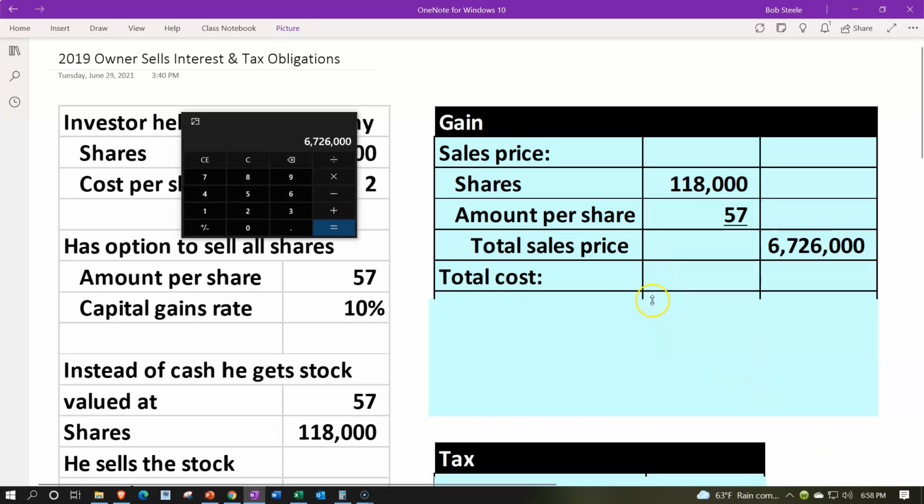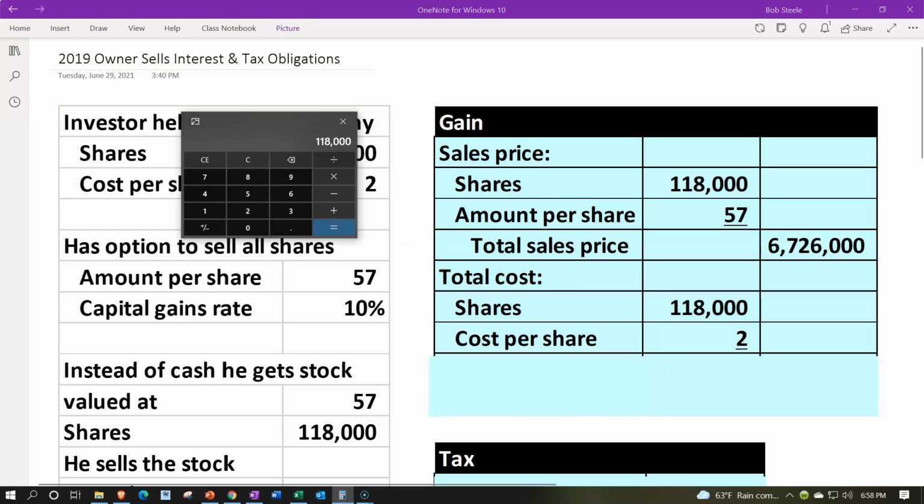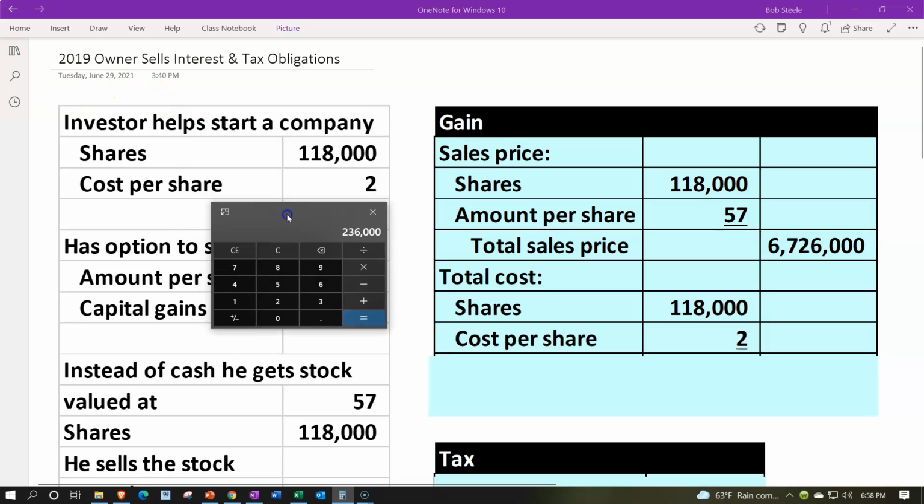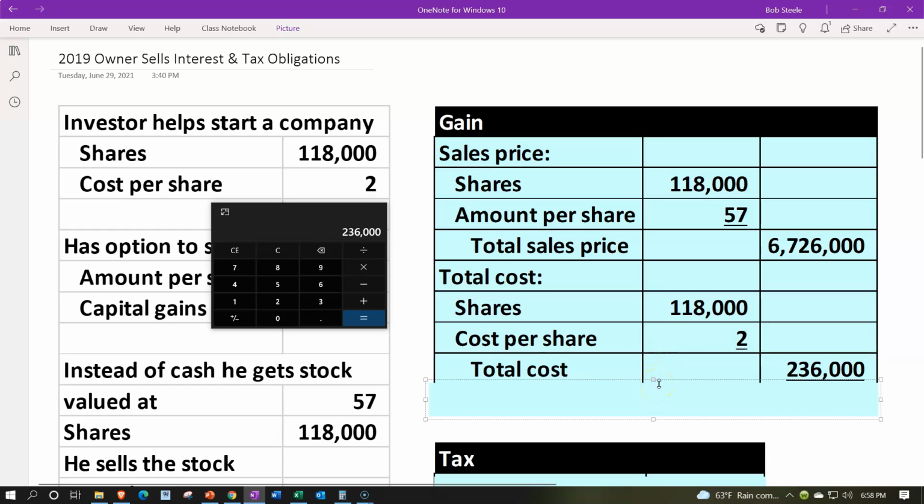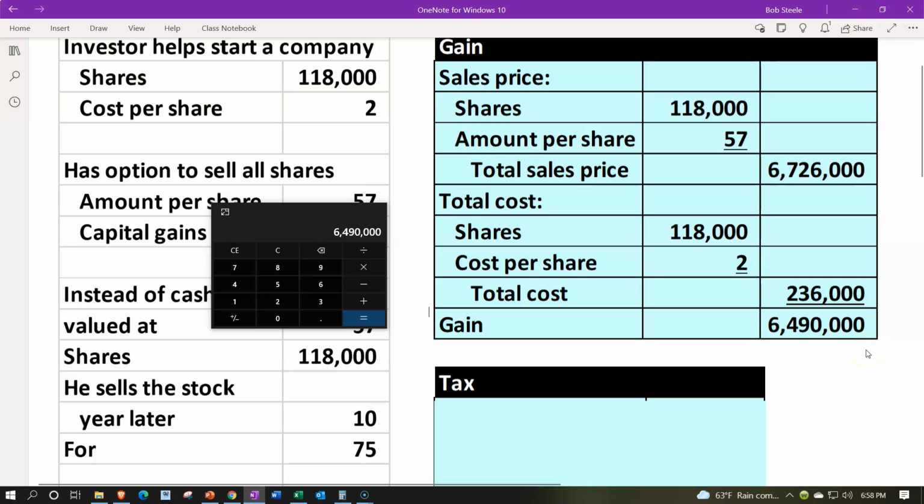And then we're going to say that the total cost is going to be the shares that they had, 118,000 times 2, because that was the cost that was had, which of course is quite low given he was a founder, we're assuming here, of the company that helped to build it up. And so that means we've got $236,000. So if they were to sell it at this point, we've got the 6,726,000 minus the 236,000, which is going to give us the difference or gain of 6,490,000. So obviously, if you recognize 6,490,000 in 1 year, that's going to put you in a substantial tax bracket.